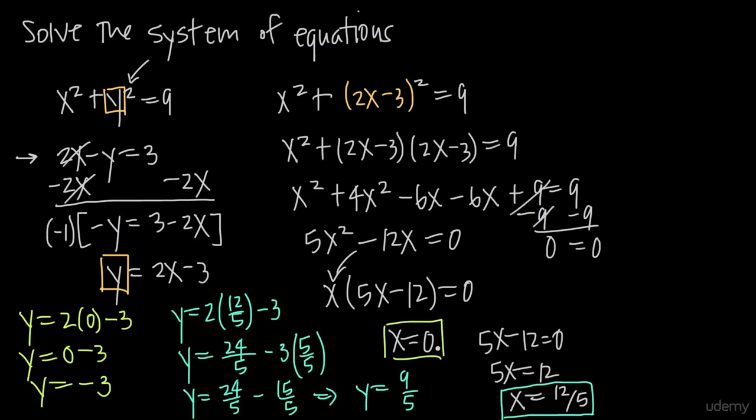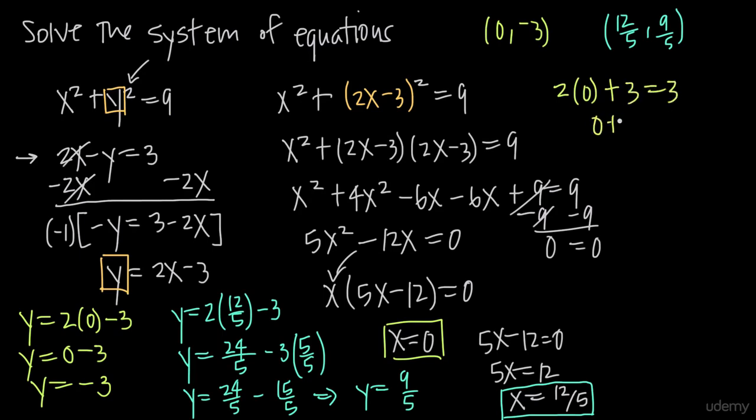Now I can say I have the solution points x equals 0 and y equals negative 3, so 0, negative 3, or x equals 12 fifths, y equals 9 fifths, so 12 fifths, 9 fifths. I should be able to plug both of these points into this linear equation here, 2x minus y equals 3, and get a true equation. So if I plug in the point 0, negative 3 to this linear equation, I'm going to get 2 times 0 when I plug in 0 for x, minus negative 3, which is going to be a plus 3, is equal to 3. I'll get 0 plus 3 equals 3, or just 3 equals 3. So that's going to check out. This solution checks out in our linear equation.